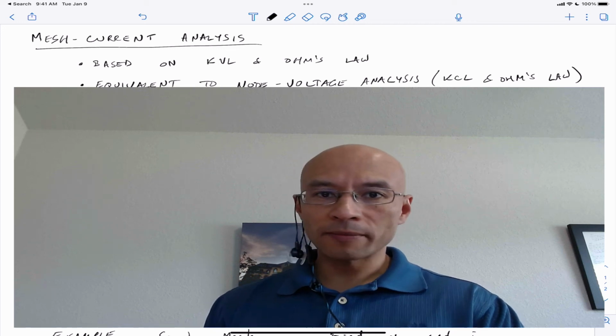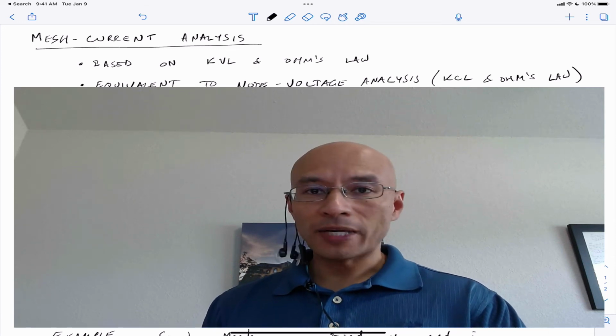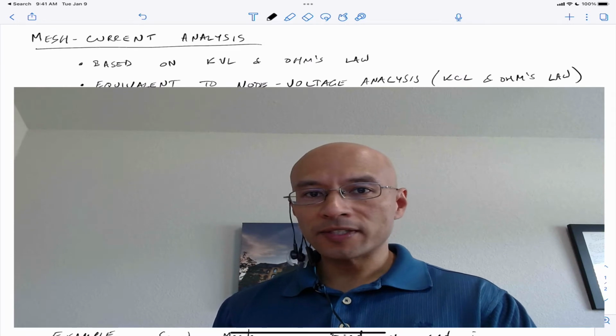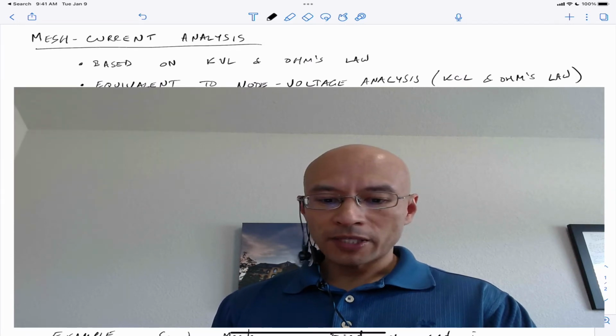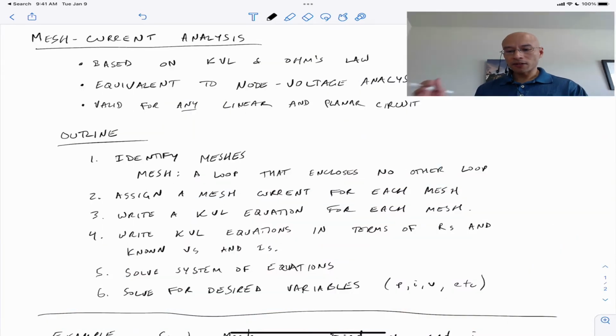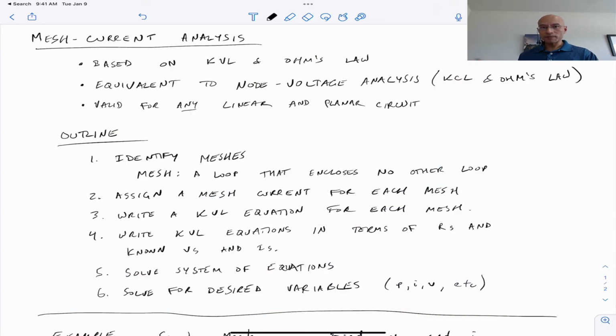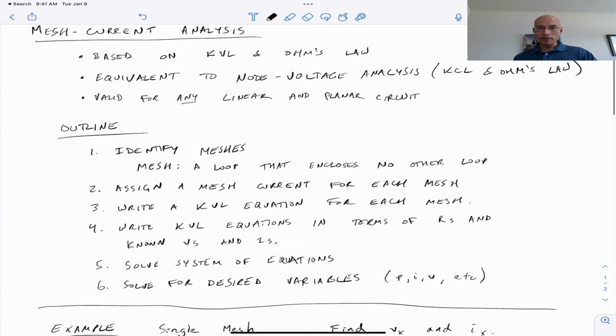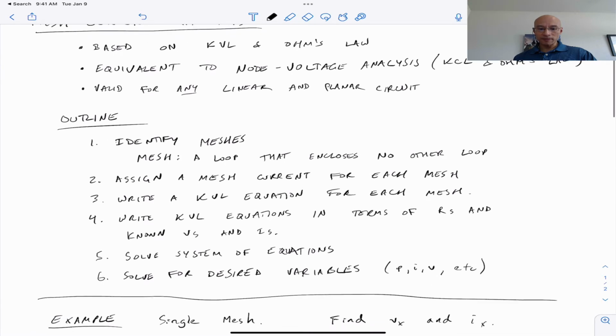In this video, I'm going to introduce the concept of mesh current analysis, and we'll do a single mesh example. Mesh current analysis is based on Kirchhoff's voltage law and Ohm's law. It's equivalent to node voltage analysis, which we've already studied. It's similar in that node voltage analysis uses Kirchhoff's current law and Ohm's law, but here we focus on Kirchhoff's voltage law and Ohm's law. Mesh current analysis is valid for any linear and planar circuit, like node voltage analysis.